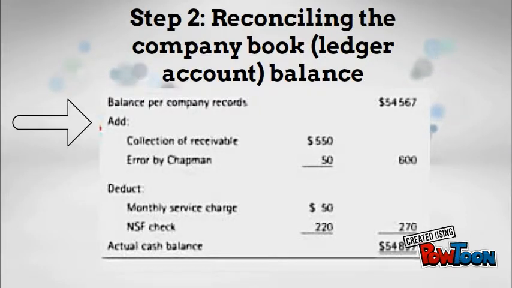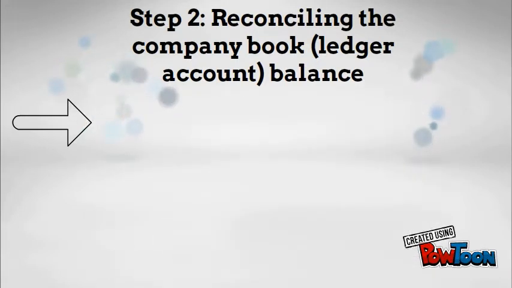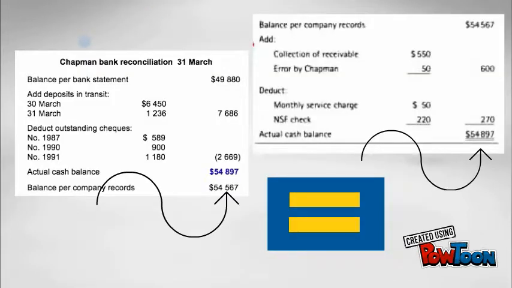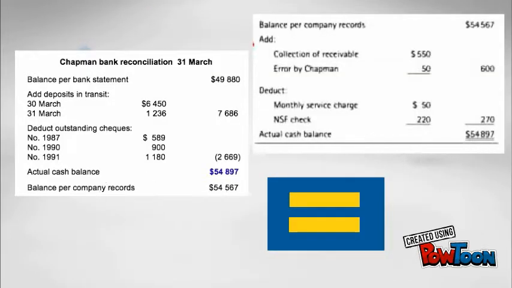The second step in a bank reconciliation is to adjust the balance reported on the company's records to the actual cash balance. You can add any credit memorandums to the cash balance for items such as the collection of interest, and then deduct debit memorandums from the cash balance such as service charges and bank fees. Bank errors are also added or subtracted. The result is the actual cash balance, which should match both the balance per bank statement and the balance per company's records.